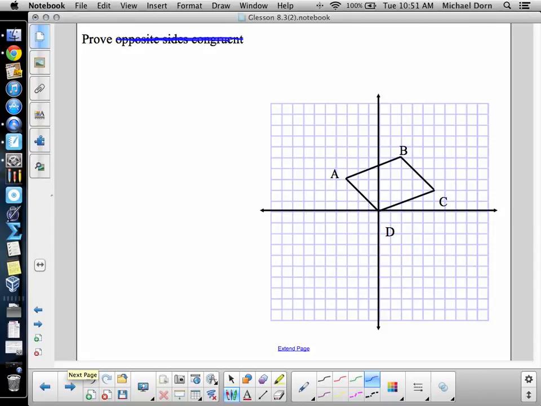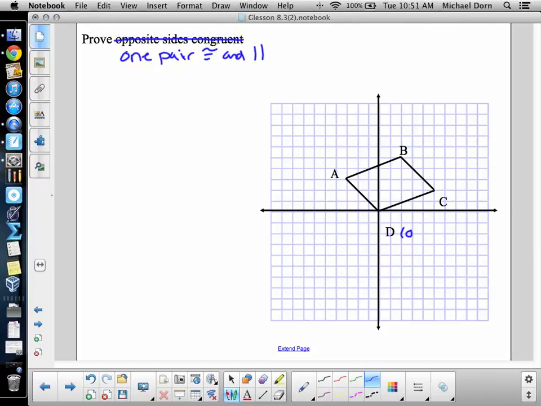Well, actually, I'll leave that up there. Prove, let's do it this way. Yeah, I'm going to leave it up here. Prove one pair of sides congruent and parallel. So this is just a mix now. I'll pick one pair of sides and do congruent and parallel. So I'll measure distance and slope for one pair of sides.